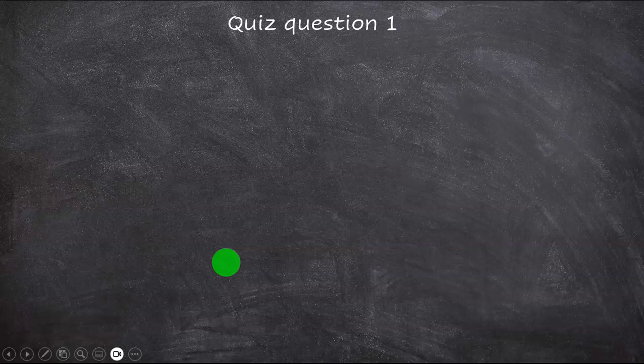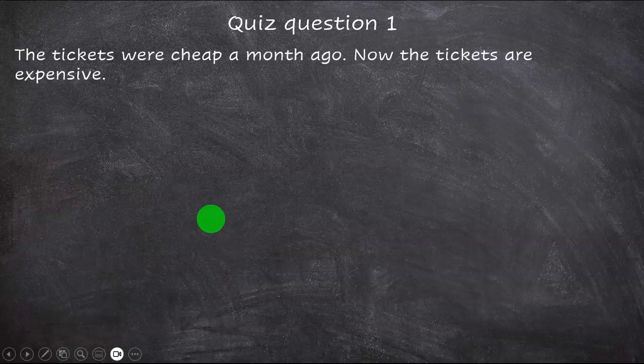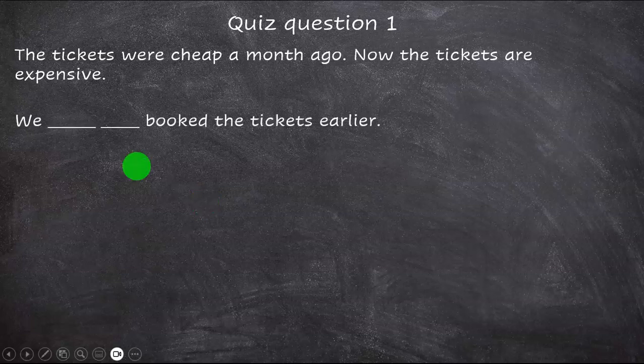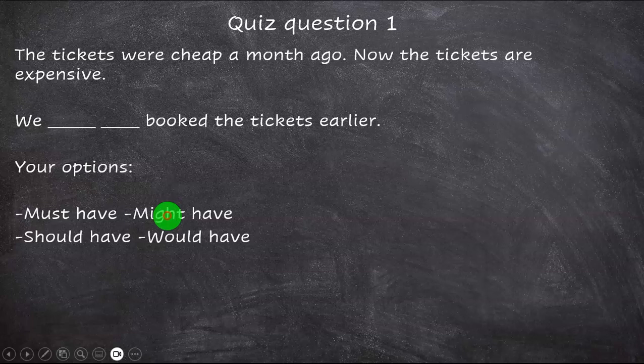Quiz question number 1. The tickets were cheap a month ago. Now the tickets are expensive. That's the situation. We booked the tickets earlier. Okay, you know your choices. Your options are must have, might have, should have, would have. Your 5 seconds start now.